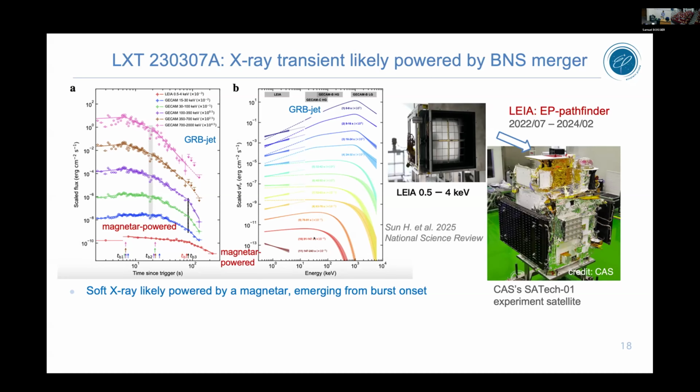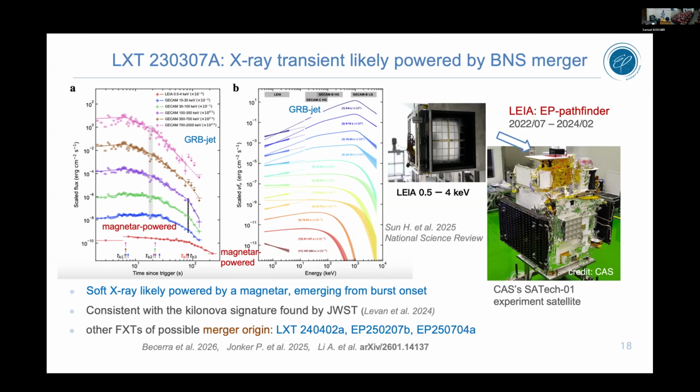And at later times, the gamma ray and the hard X-ray basically disappear, and the soft X-ray is still visible. That is consistent with the information from this panel. So this source's soft X-ray is likely powered by a magnetar and the higher energy comes from a jet. And the magnetar is emerging from the burst onset, the compact binary merger burst. And there is another work by JWST. The authors found a kilonova signature from the JWST spectrum.